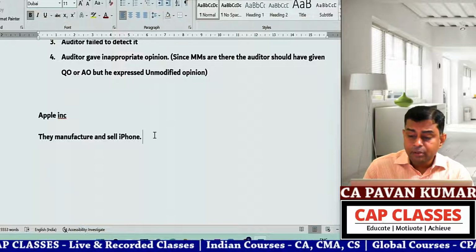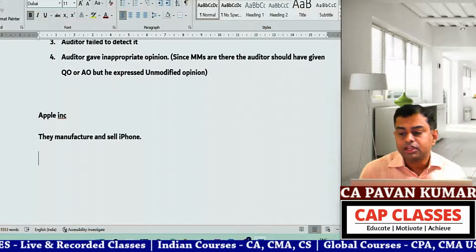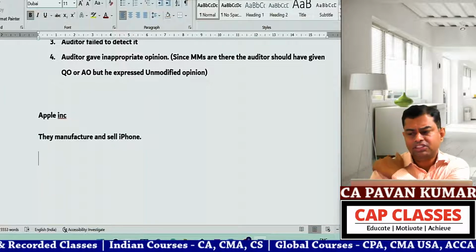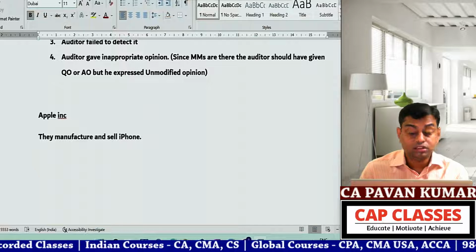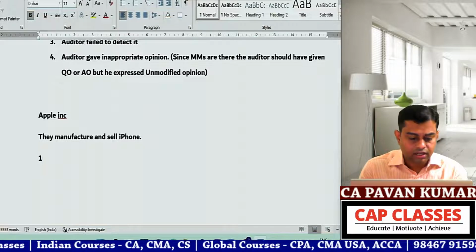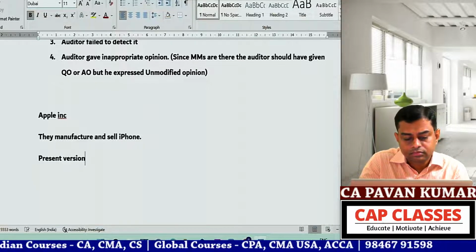Okay. Now imagine at present they have 12. What is the latest version? iPhone Apple 12 is there now. 13 is also there. Someone is saying 13. Okay, 13. So the present version is 13.